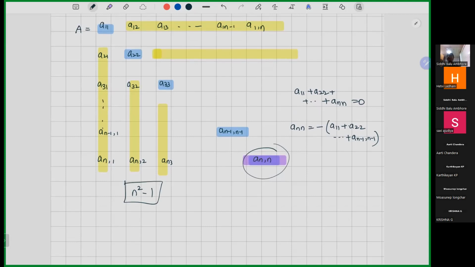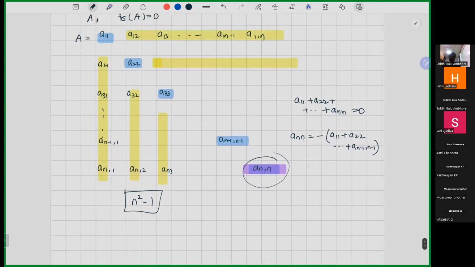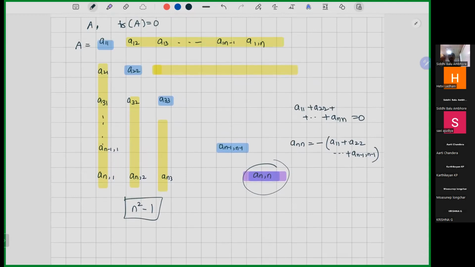If we said no doubt, others like Karthikeyan and Aarti. Okay. Sakshi also doesn't have any doubt. So no doubts, right? What I'm doing is, I want to follow that condition that the trace be 0. So there are n elements in the diagonal. I vary n minus 1 elements, and the last one I make minus of the remaining n minus 1 elements. So this last element becomes dependent on the rest of the elements. So that's why this element can be omitted from the basis.